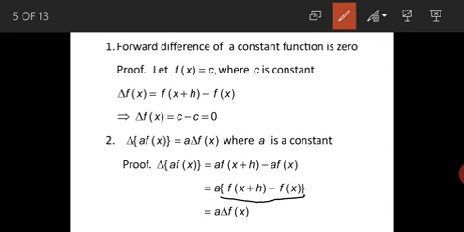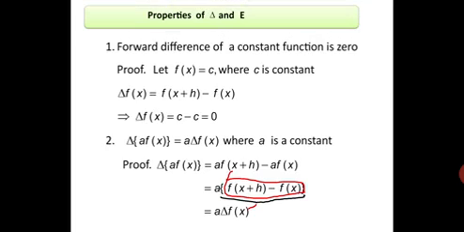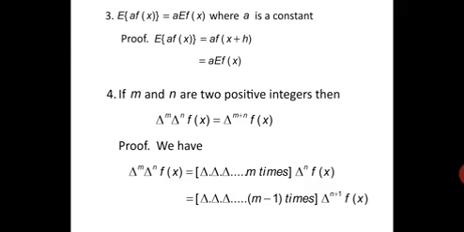This part is nothing but f of x plus h minus f of x. That is nothing but a forward difference. So you can see it. I started with delta of a into f of x, but we have got a into delta of f of x. It means that we can keep the constant outside and we can apply the forward difference to the function. Right? Okay. Next, the third one.